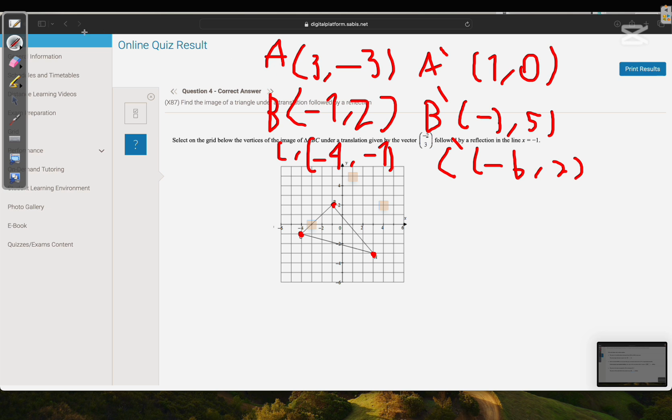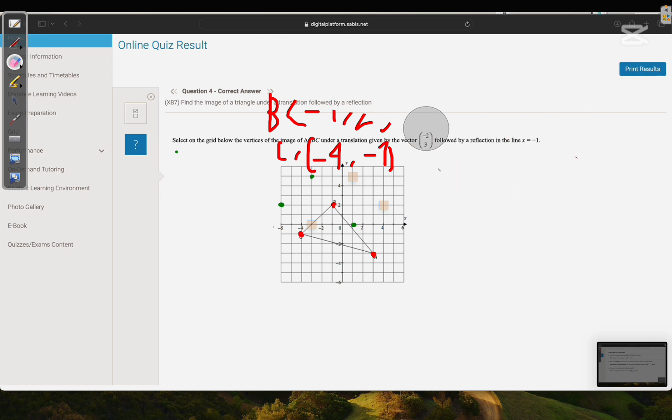Okay. So now let's plot the points with a different color. Let's say green. So A prime would be 1, 0 here. B prime is negative 3, 5, up there. And C prime is negative 6, 2. So here.